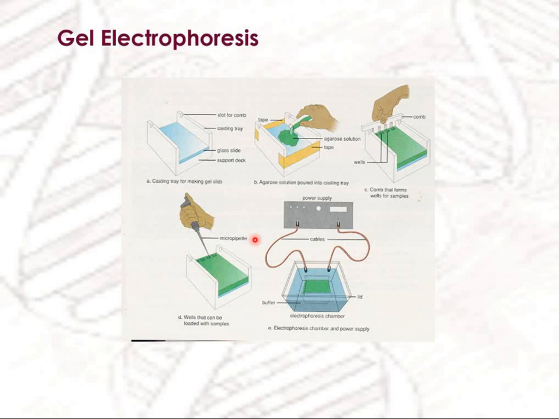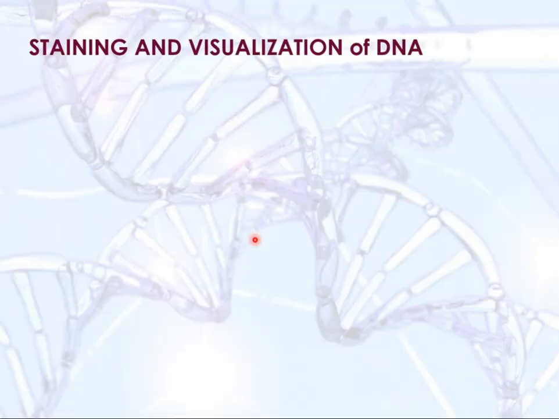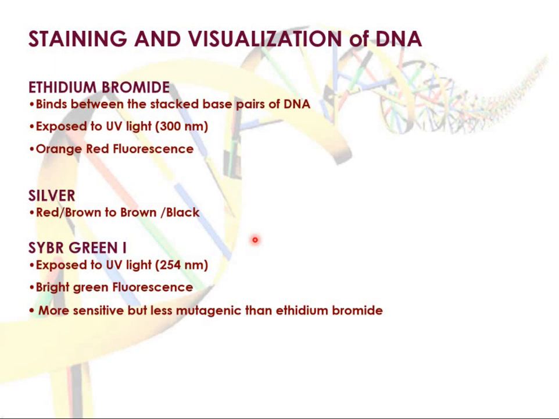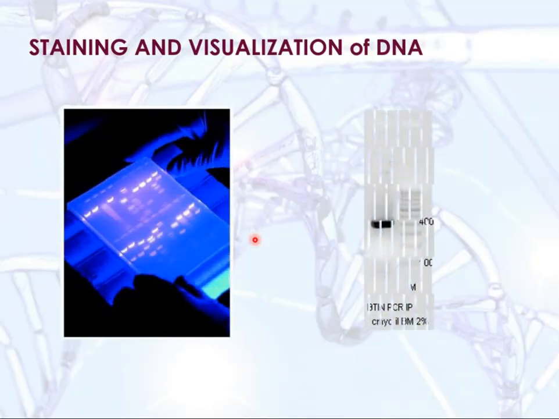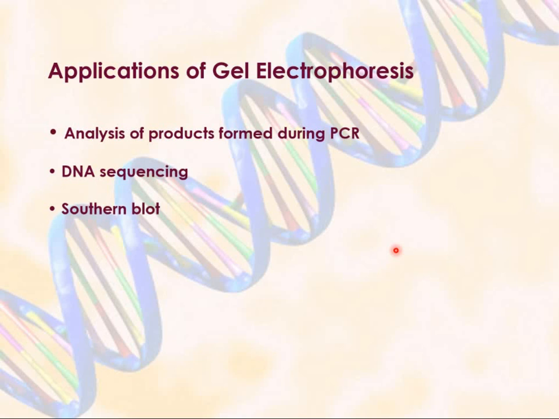Then I gave you the diagrammatic representation of how we do this gel electrophoresis. I told you that we use dyes to visualize this DNA. One of them is ethidium bromide, and then you can take pictures of this. Then the applications: to analyze the products formed during PCR, DNA sequencing, and Southern blot.